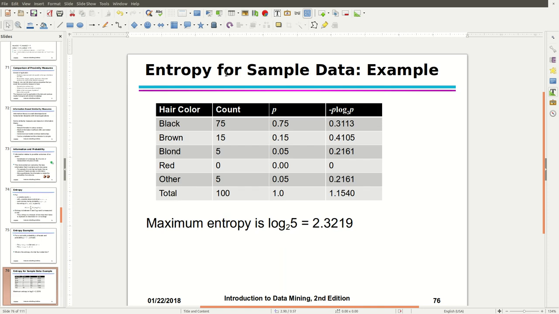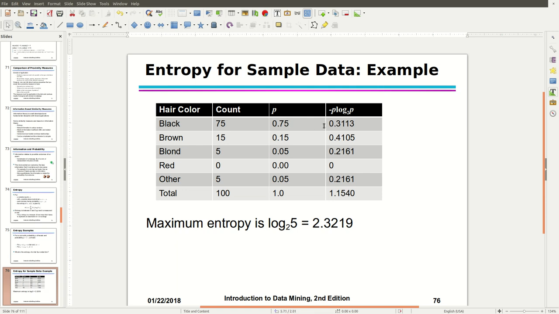So let's look at this example with sample data. These are people in the classroom. We have people with black hair, brown hair, blonde hair, red hair, none. Normally you won't see that, but it could, you know. And we have others, for instance. Maybe some people dye their hair, right? So total, let's say out of 100 we have 75 black hair students, and that probability is 0.75.